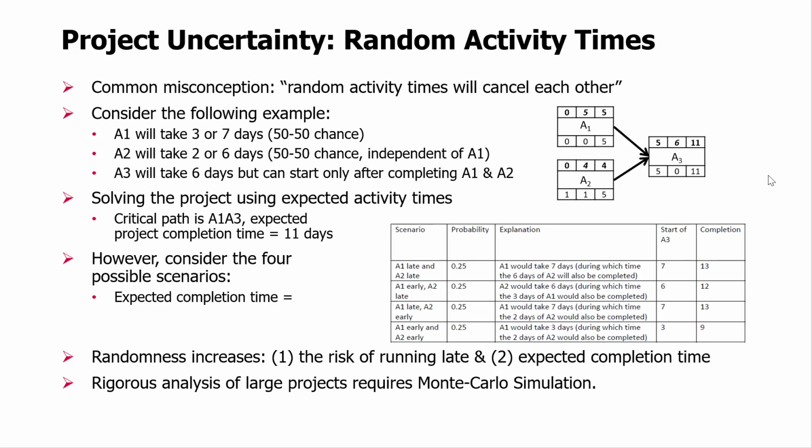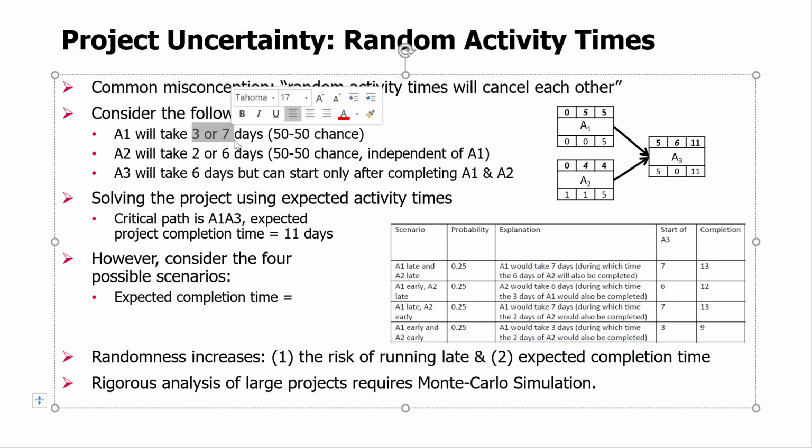And actually, I put here a solution for expected times. So if an activity takes 3 or 7 days with a 50% chance for each of those times, the expected time will be 0.5 times 3 plus 0.5 times 7. It will give me 5 days on average. The same thing here, the expectation for this random variable, 2 days with 50% chance or 6 days with 50% chance, will be 4 days.